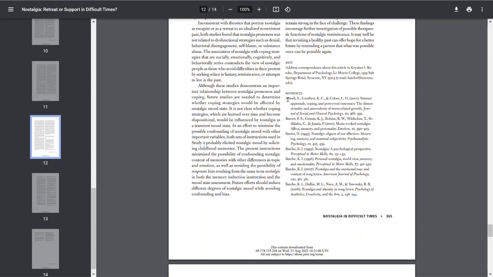Your references will have the author's last name and first initial, comma, author's last name, initials, comma. Notice that the date is in parentheses followed by a period. Notice that the title is written in what we call sentence case. That means that only the first word is capitalized and the first word after a colon is capitalized. All the rest of the words are lowercase unless they're proper names.